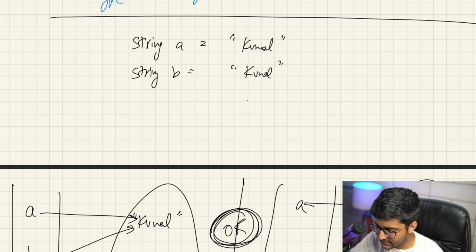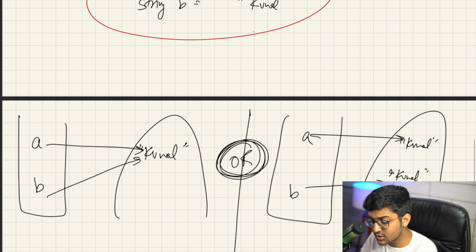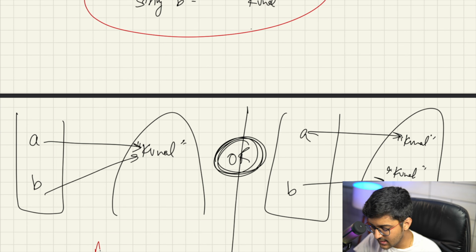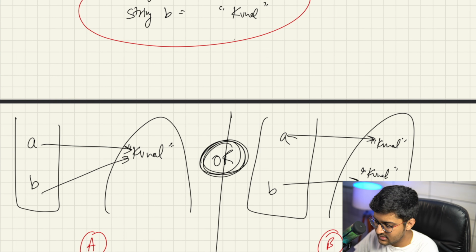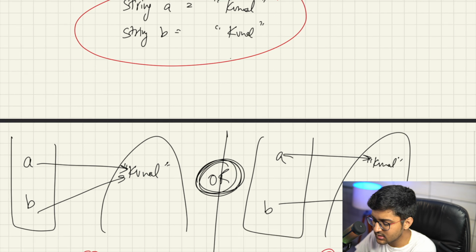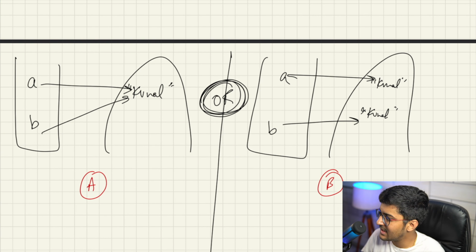This particular point that I have given, string A is equal to Kunal, string B is equal to Kunal. You might be asking, hey, how is it being stored in the memory? Is it option A or is it option B? Is it creating two different Kunal objects, or are both the reference variables pointing to the same object? What is happening over here? Think about it. Let me know.